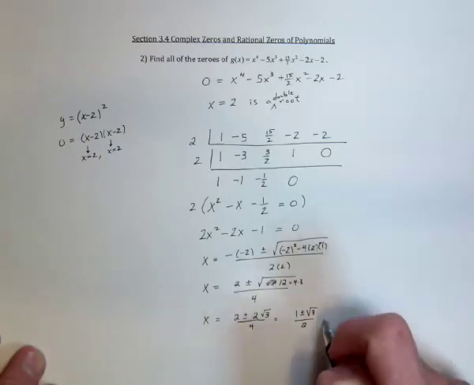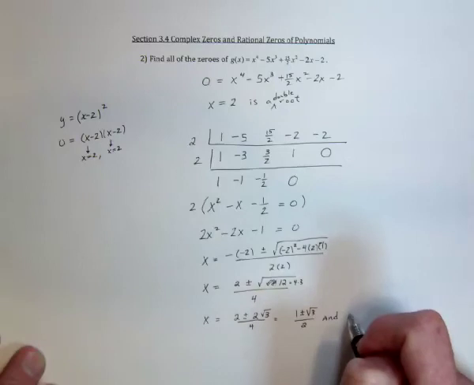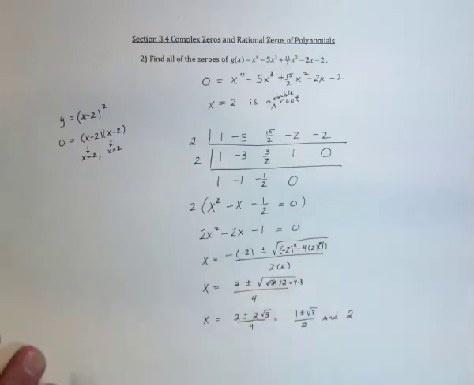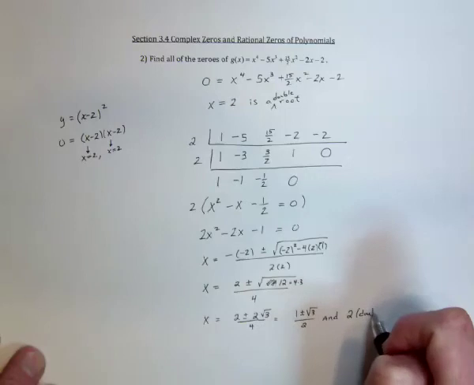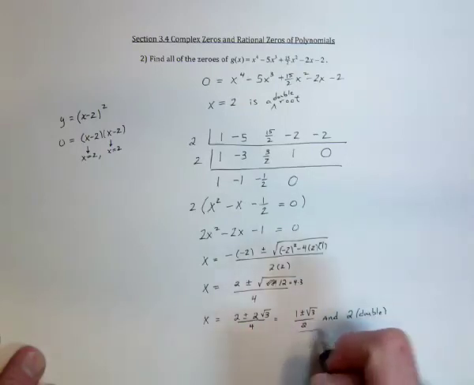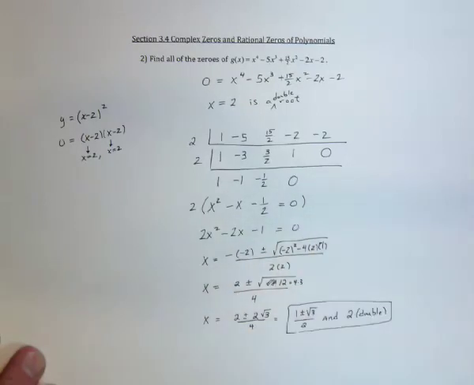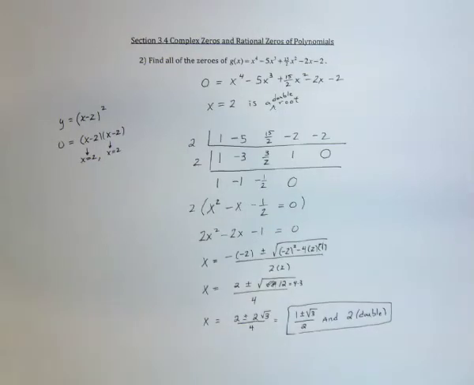So that, together with 2, the double root, those will be all of the roots.